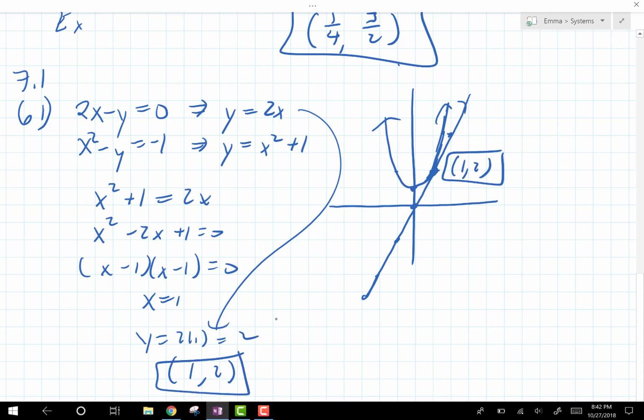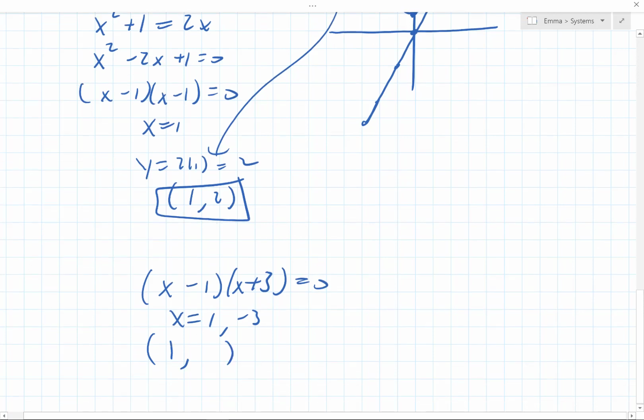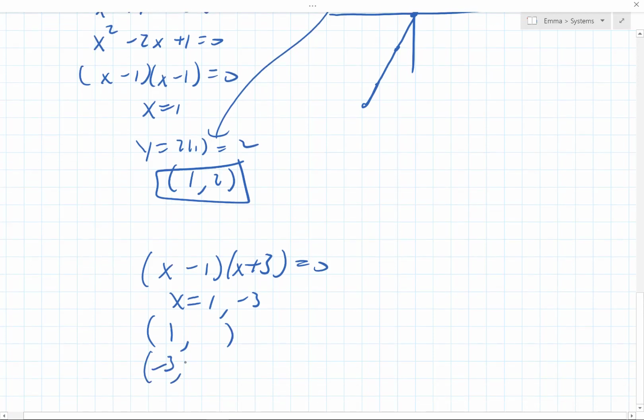I was hoping for one of these they would give it where you'd have two solutions. If you finish the factoring and you got an x minus 1 and an x plus 3, let's say, and it met in two spots when x is 1 and negative 3, you'd have to plug the 1 in to get the value of y. When x is 1, y would be something. When x is negative 3, y would be something. And your parabola and your line would meet at two spots, and it would be a little bit more interesting. But it didn't happen in this one. But that's okay.